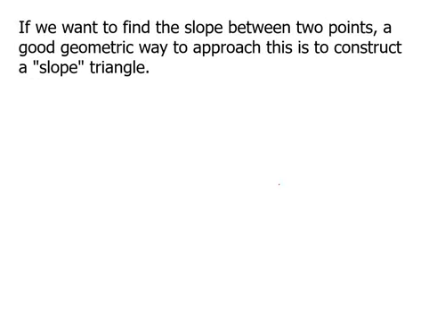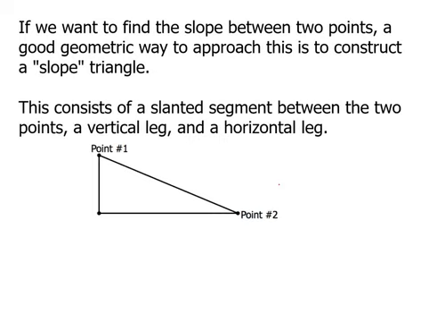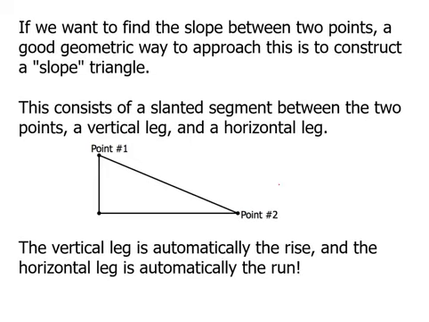Suppose we want to find the slope between 2 points. A good geometric way to approach this is to construct what I will call a slope triangle. This consists of a slanted segment between 2 points, a vertical leg and a horizontal leg. So point 1 and point 2, those are the 2 points between which we want to find the slope. The hypotenuse there is the line that actually has the slope that we're looking for. And then there are 2 legs, a vertical leg and a horizontal leg. And of course, the vertical leg is automatically the rise, and the horizontal leg is automatically the run. So if we construct this triangle, immediately, geometrically, we get the rise and the run.